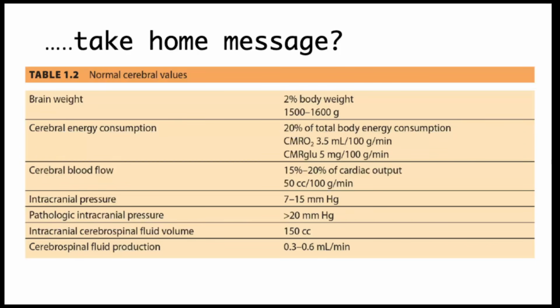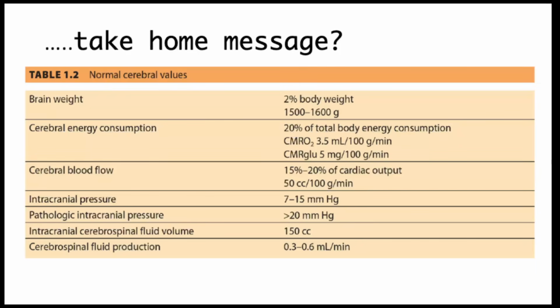So guys, what is the take-home message? Just a reminder, the brain is about 2% of an adult's body weight. It uses a hell of a lot of oxygen, 20% of total body energy consumption. In an adult, about 3.5 moles of oxygen per 100 grams per minute. In a neonate, it's about 7 moles of oxygen. In an adult, 5 milligrams of glucose is consumed per minute. In a neonate, it's about 10 milligrams.